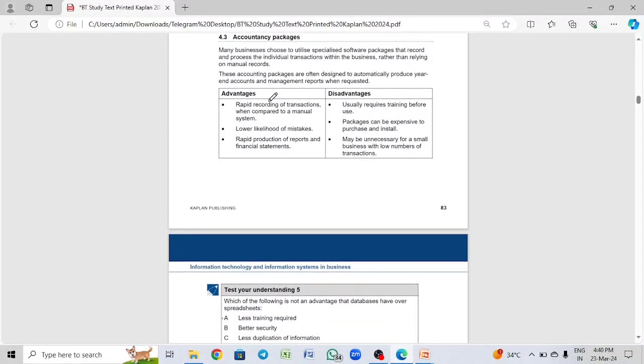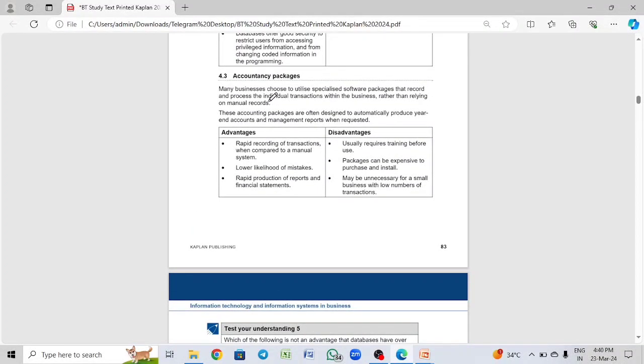Now, accountancy packages. What are the examples of accountancy packages? Accountancy packages such as Mug, or Tally, I would say. So what are the advantages? Rapid recording of transactions and little likelihood of mistakes, right? Rapid production of reports and financial statements, right? We just need to input the data, and then all the reports and financial statements will be produced automatically. Even if there is a mistake, it corrects automatically or prompts you that it has a mistake, right?